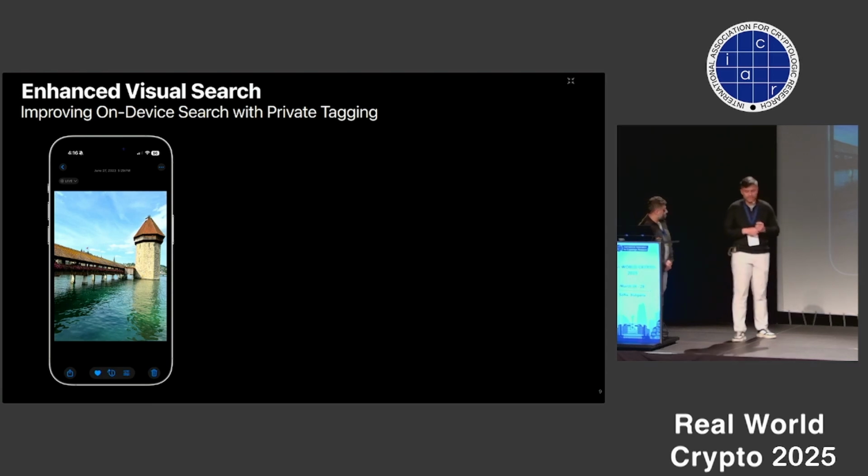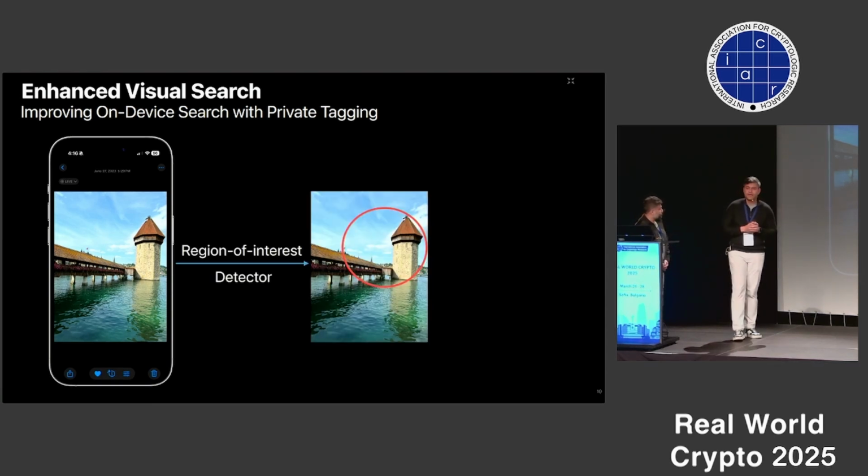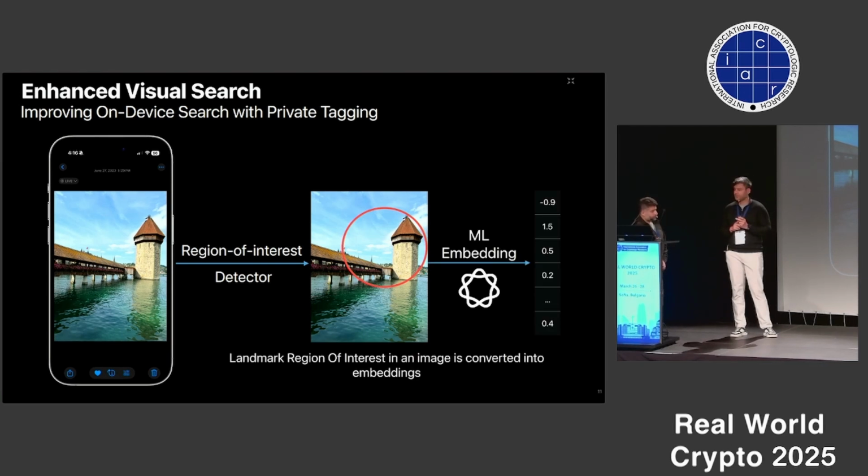So how do we begin? Let's say we have this image where there is a landmark in it. Next, there's an on-device machine learning model that scans through this image and detects a region of interest with a potential landmark.